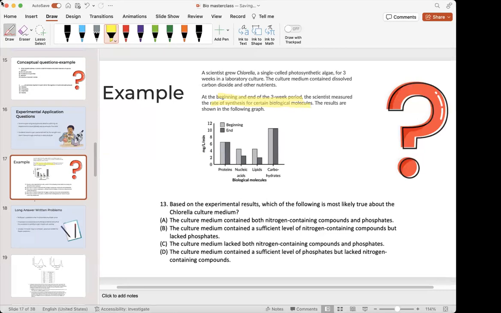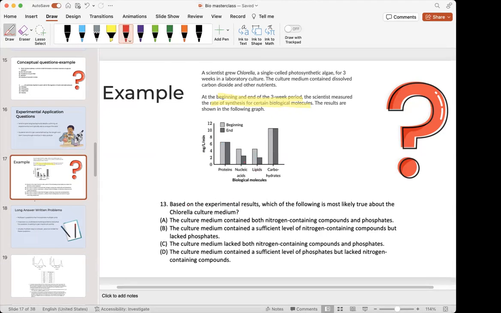So then it gives you the results. You look at the key here. It shows you that the light gray is the beginning and the dark gray is the end. So this is just a basic bar graph, and you should be able to analyze it within the context of, there's a beginning and there's an end, and there are 3 weeks. The 3 weeks doesn't matter. It's just saying that it's a significant amount of time in between them to clear up any confusion.